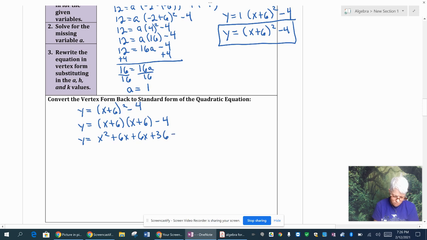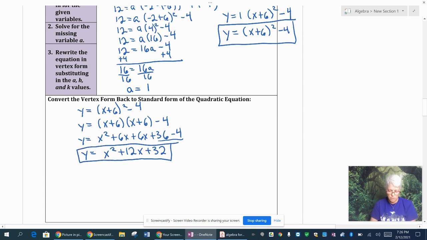Now, here's another part where a lot of people make this mistake. They forget that you can combine those two together. So don't forget to do that. y equals x squared plus 12x plus 32, and I am done. Boom. Let's do another one.